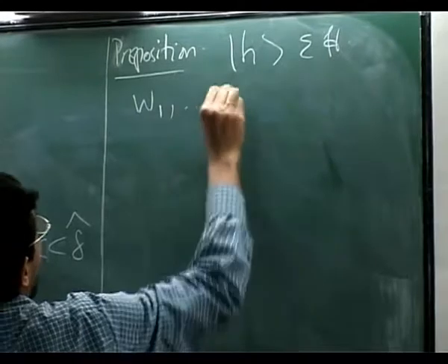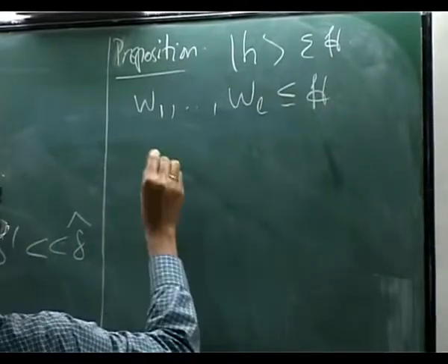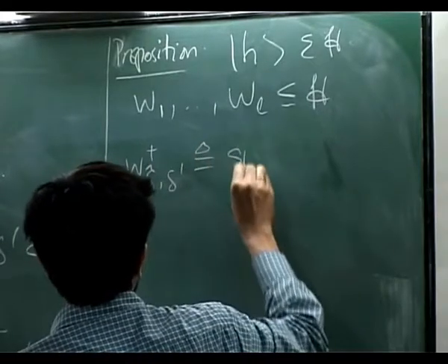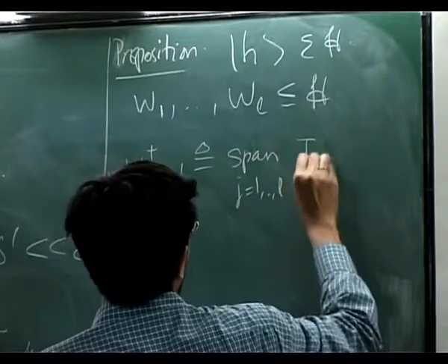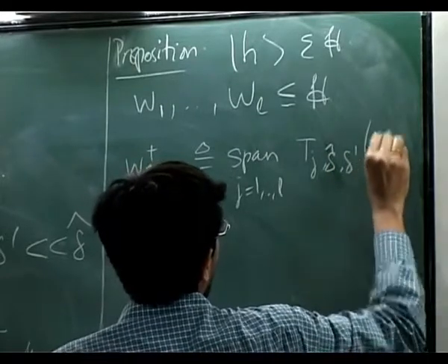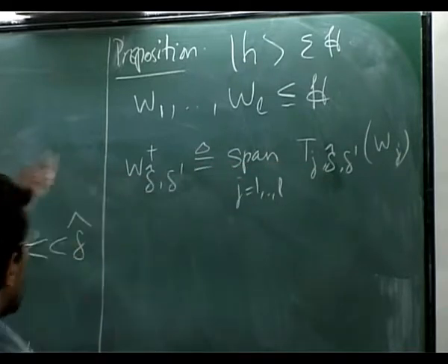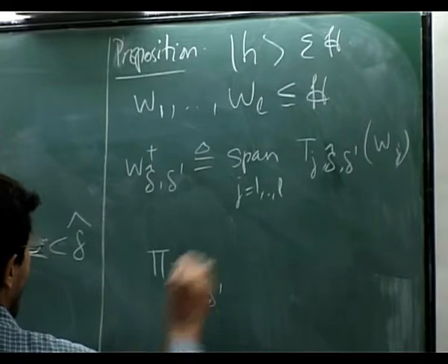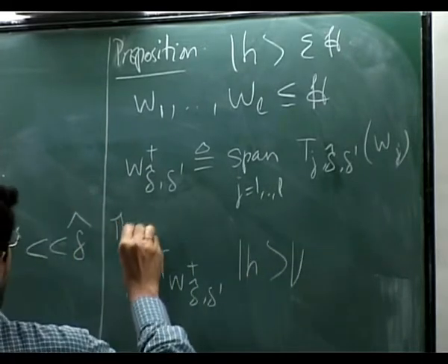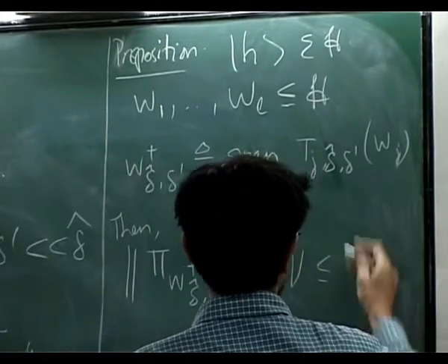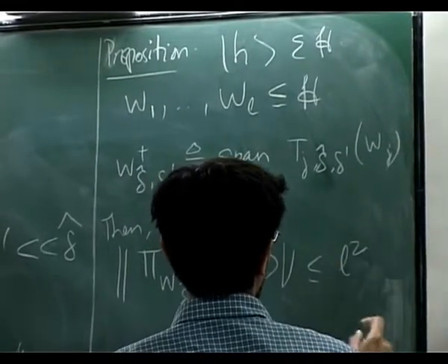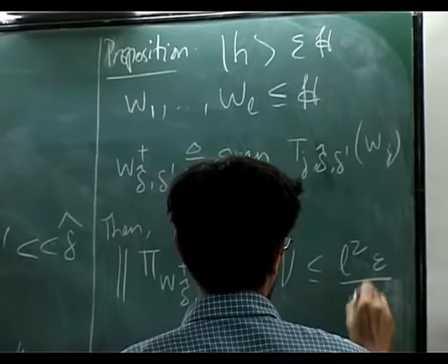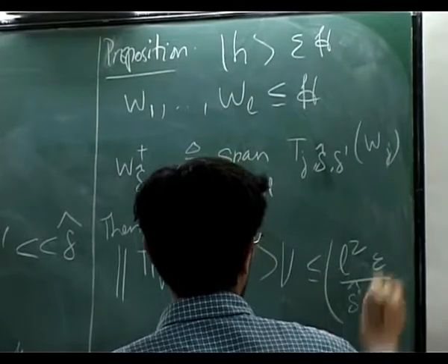So, some subspace of the original Hilbert space, and W plus delta hat delta prime, the new definition, is defined to be the span, j equal to 1 to L, of Tj delta hat delta prime of Wj. Okay? So now the projection of this is something like this to the power 1.